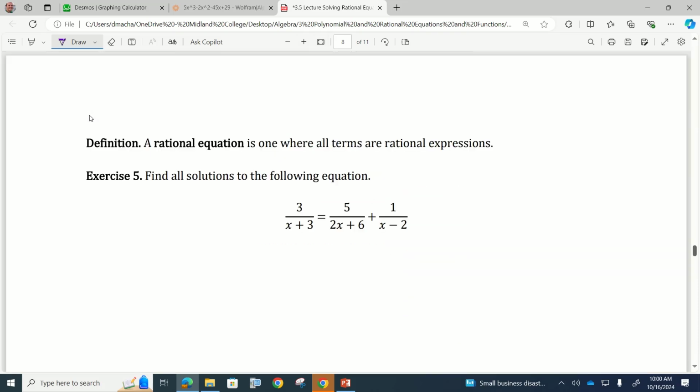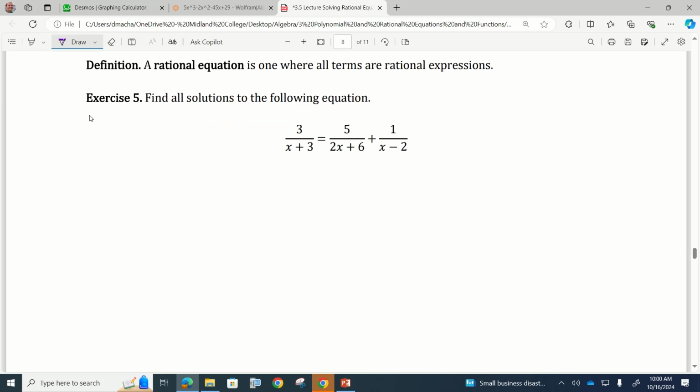So, a rational equation is an equation where all of the terms in the equation are rational functions. We call them rational expressions. And we want to find all solutions to this equation. So here we go. I've got 3 divided by x plus 3 equals 5 over 2x plus 6 plus 1 over x minus 2.